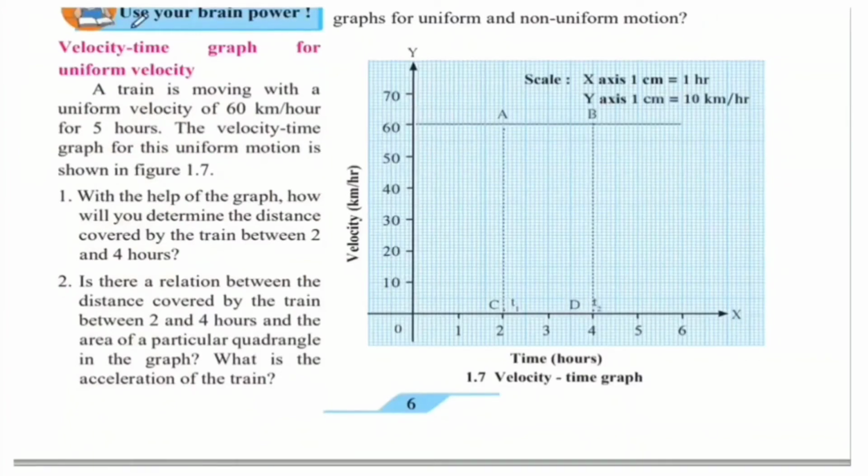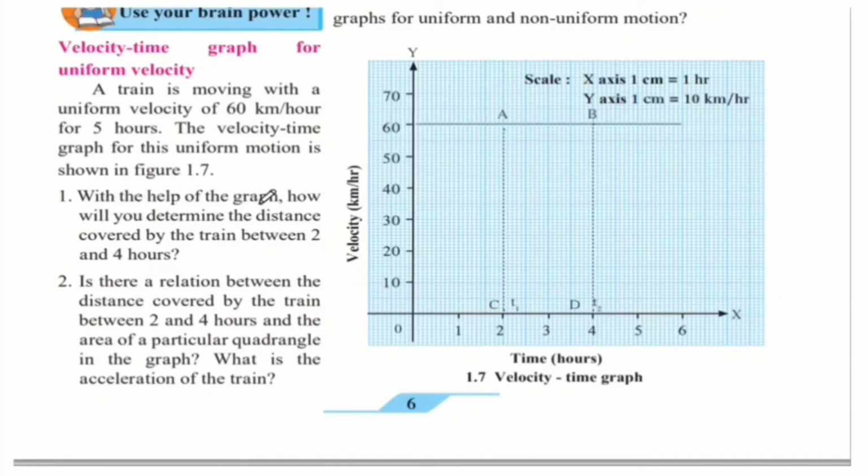The next topic we will learn is the velocity time graph for uniform velocity. A train is moving with a uniform velocity of 60 km per hour for 5 hours. The velocity time graph for this uniform motion is shown in the figure. So here on the y-axis we have velocity in kilometers per hour, and we know that the train is traveling with a uniform velocity of 60 km per hour. So because it is uniform, it will be a straight line parallel to the x-axis at 60 km per hour.